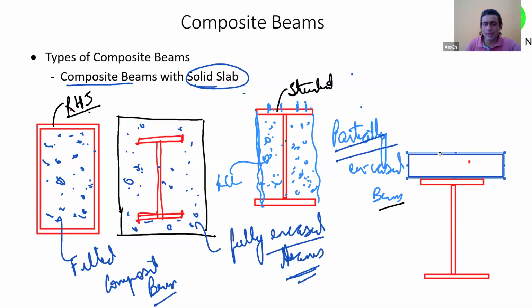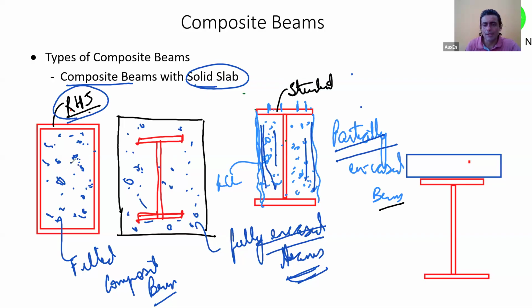Then I told you another type could be where we are encasing my beam inside concrete. I'm calling this partially encased. And if I were to fully put concrete and embed my beam fully inside it, I can call it fully encased. And if I were to use some hollow section and put concrete inside it, of course, the concreting of this will be difficult, isn't it?